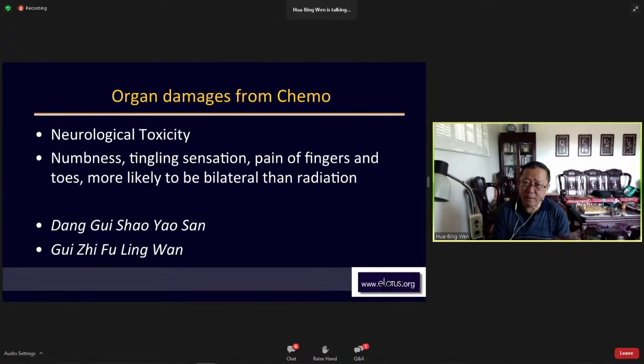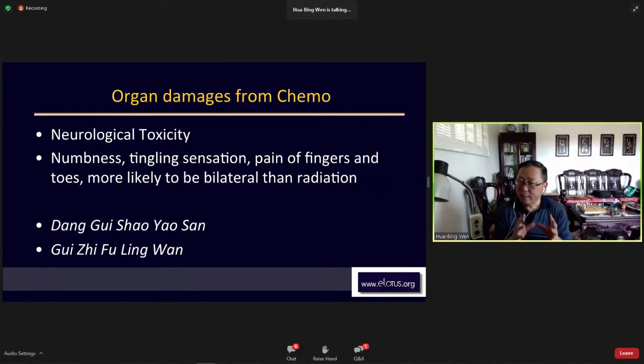So we're talking about the neurological toxicity, peripheral neuropathy. Yeah, that's the common one. And there are two formulas you can use. One is 当归芍药散, the other is 桂枝茯苓丸. Both of them, traditionally, are used for gynecological issues, right? 桂枝茯苓丸 especially for fibroids, and 当归芍药散 for abdominal pain.